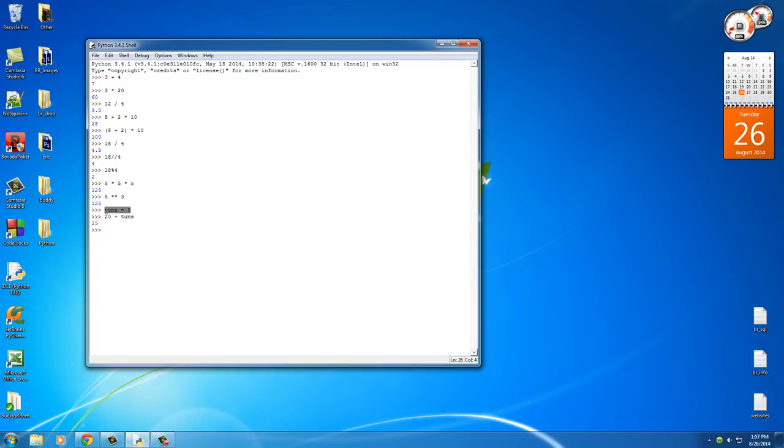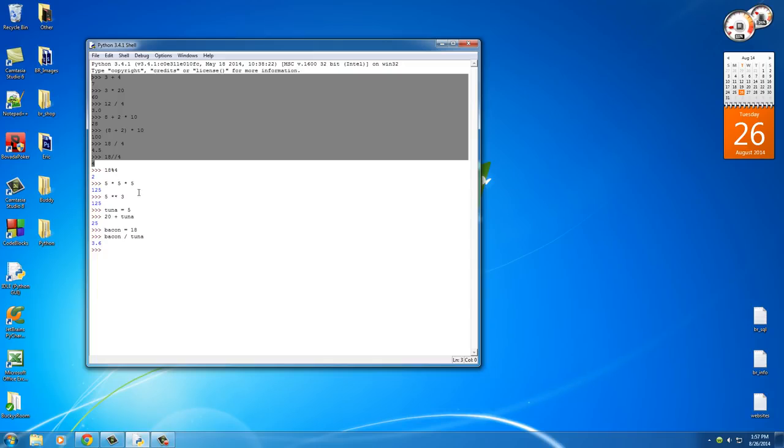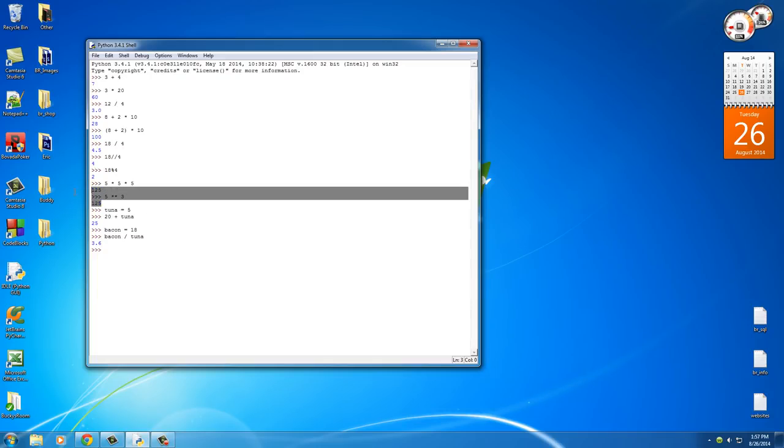Now you can actually use all variables in your equation. So if you have tuna equal to 5 and bacon equal to 18, then what you can do is put bacon divided by tuna, which is pretty much saying, okay, 18 over 5, and that is 3.6. So if you guys ever want to know what bacon over tuna is, it is 3.6. Pretty interesting. But now we know the basic math operators, also some cool, extra things like exponents and stuff, and also how to divide bacon over tuna.